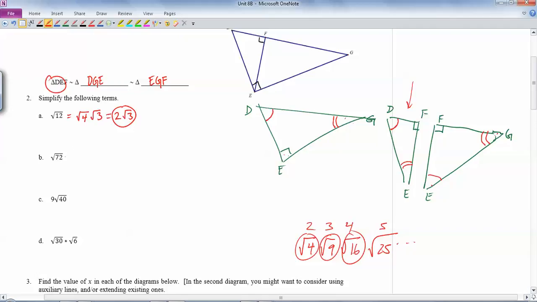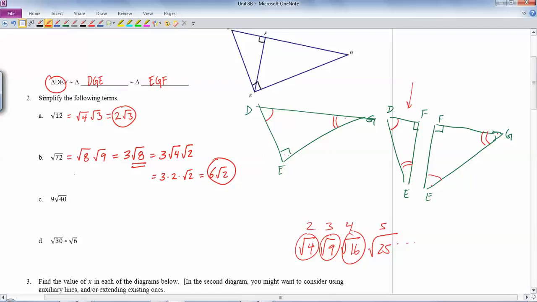Root 72, well, that one's a little bit trickier. You might think of 8 times 9, so root 8 times root 9. Well, root 9 is really just 3. So this is the same as root 8 times 3, or 3 root 8. But then you don't want to stop there, because root 8 you can actually simplify. There's still the 3 in front, and 8 is the same as 4 times 2, so root 4 times root 2. And root 4 is really 2. So this would be 3 times 2 times root 2, which is 3 times 2 is 6, and then there's a root 2 there.